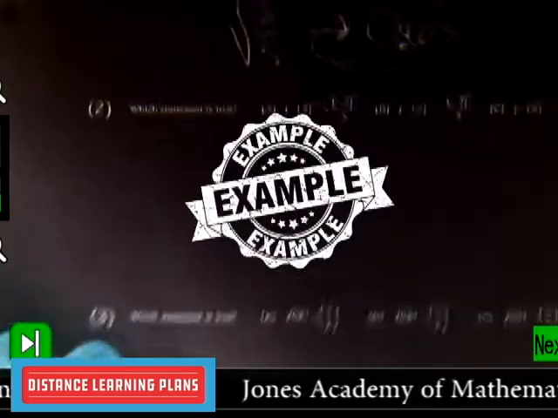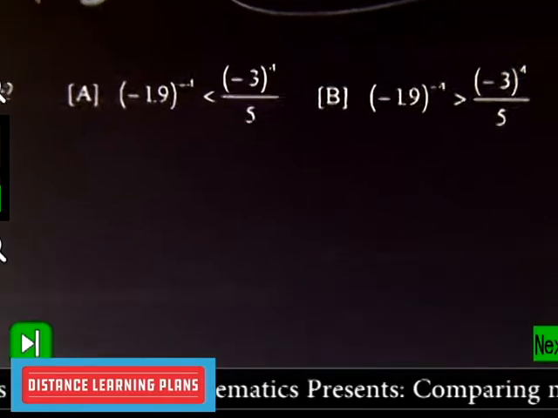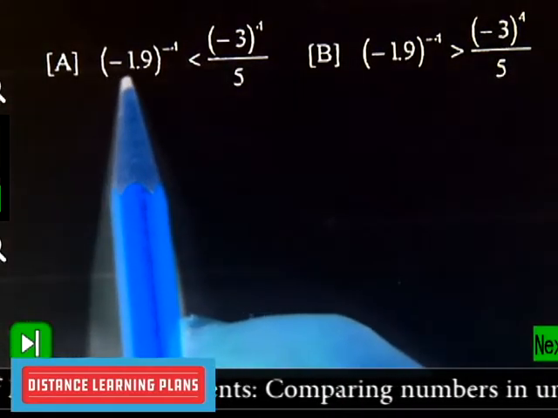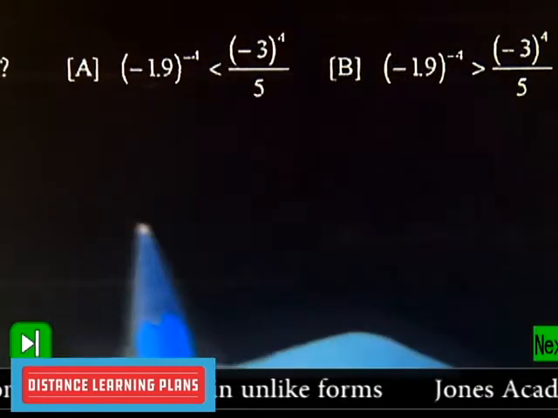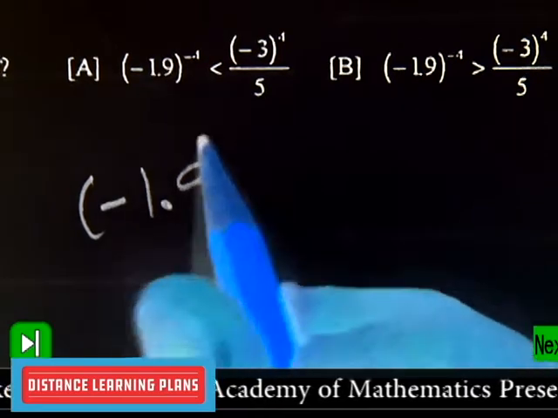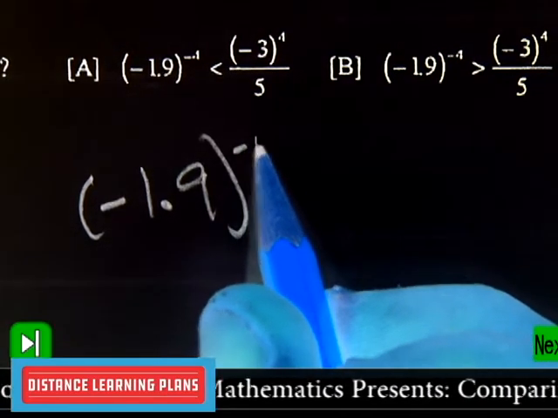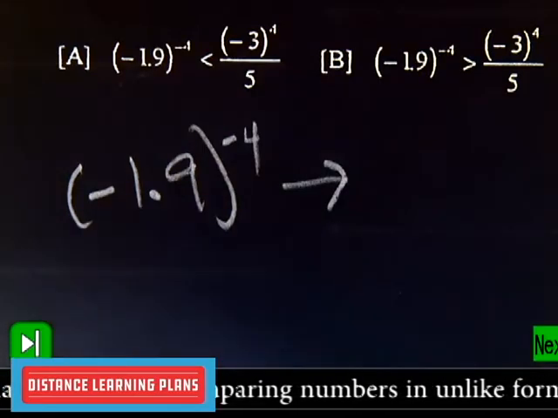Okay, look at example 2 and notice these numbers are also crazy. So you see this has a negative 1.9 in the parentheses to the negative 4th power. Well, let's just write that down with the parentheses, negative 1.9 and then a negative 4 power. Put a little arrow here. Let me show you how to put that into your calculator.